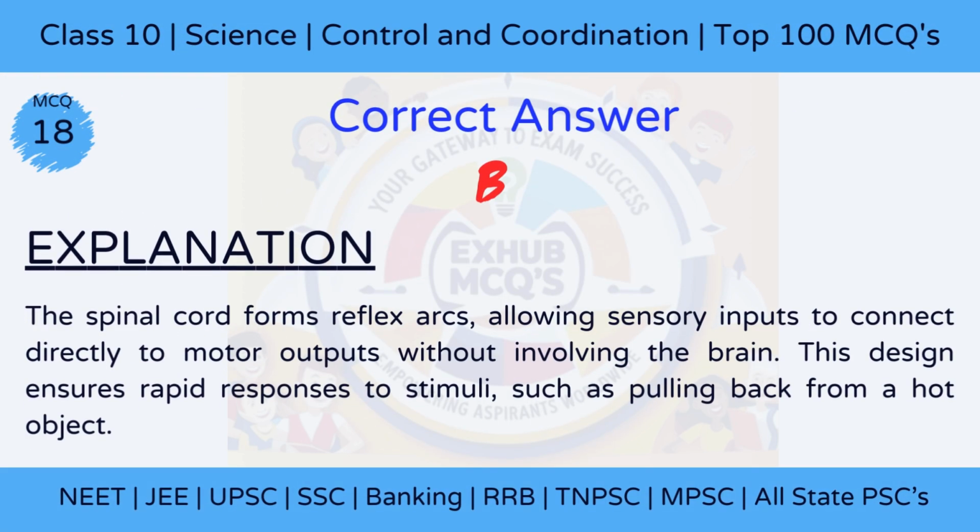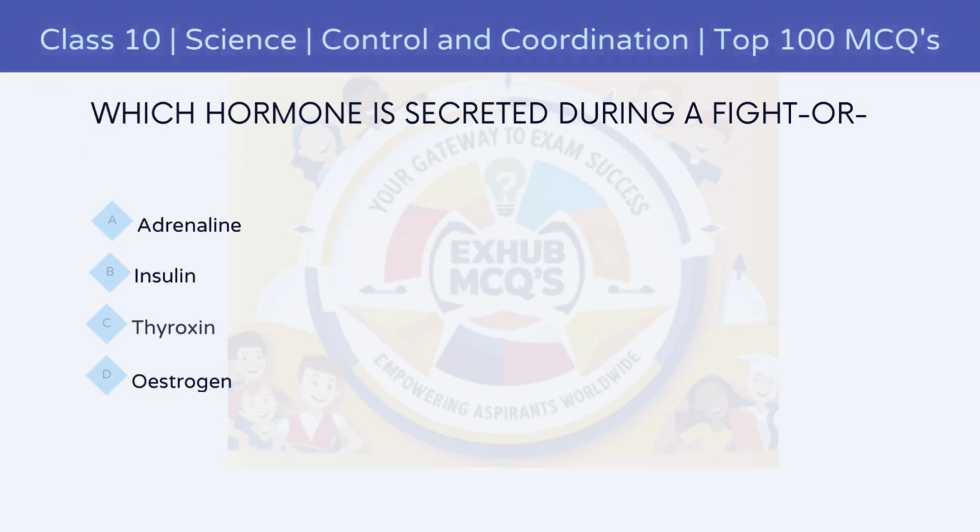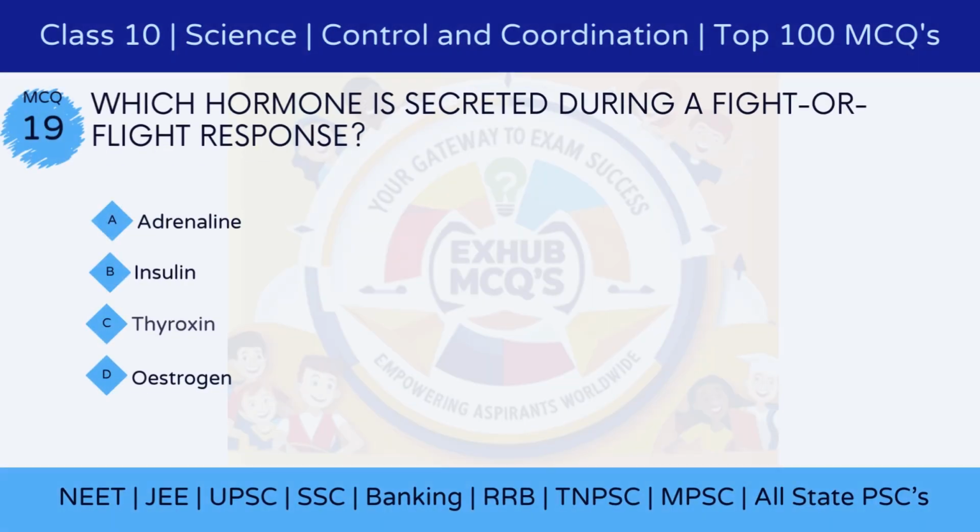The correct answer is option B, by forming reflex arcs. Explanation: the spinal cord forms reflex arcs, allowing sensory inputs to connect directly to motor outputs without involving the brain. This design ensures rapid responses to stimuli, such as pulling back from a hot object. MCQ 19. Which hormone is secreted during a fight or flight response?